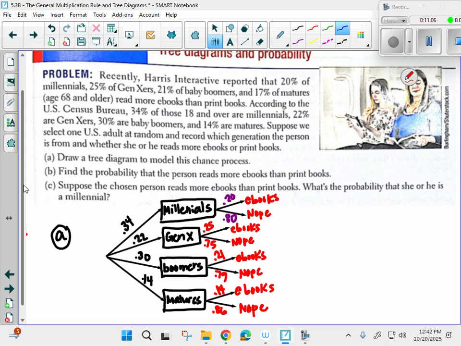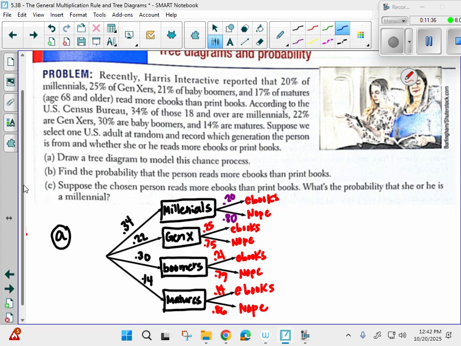So be careful, the order that they did this one is not in order of the tree diagram. Notice, first they told you who's reading ebooks and print books. Then they broke out the different age groups. We want our age groups first. And then based on the age group is the conditional part, because it was saying 20% of millennials. So I need to know they're a millennial first before I decide if they're reading an ebook or a printed book. So you're going to set up all your probabilities.